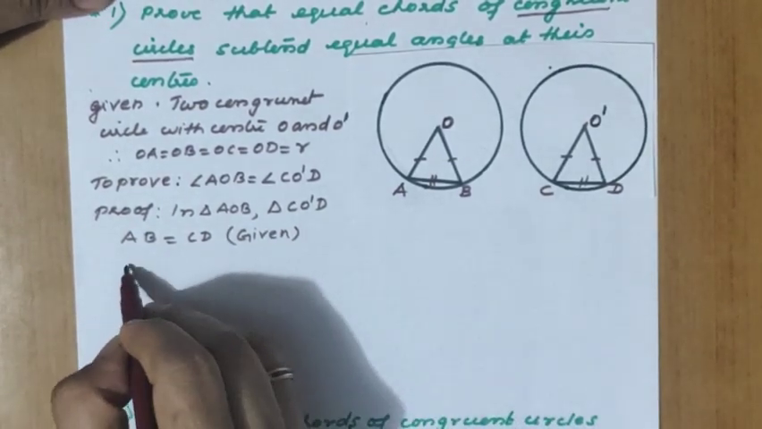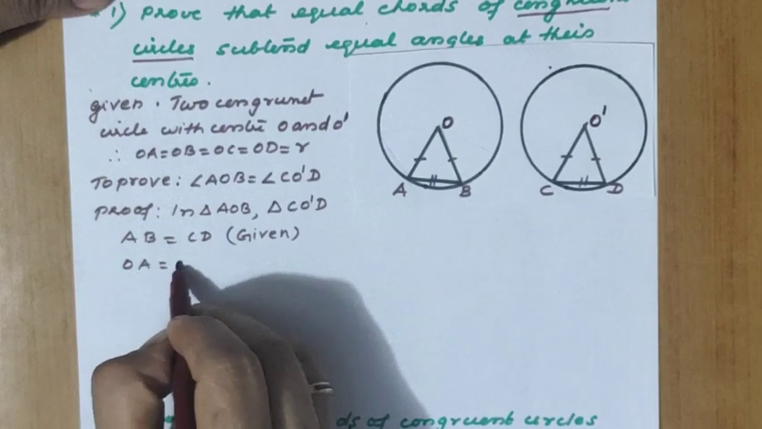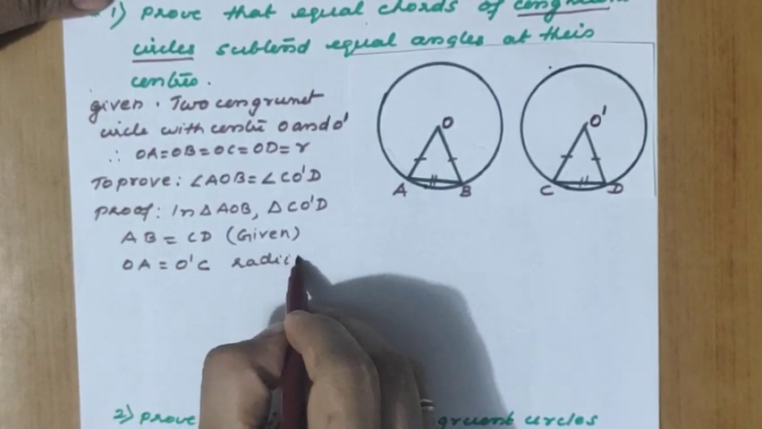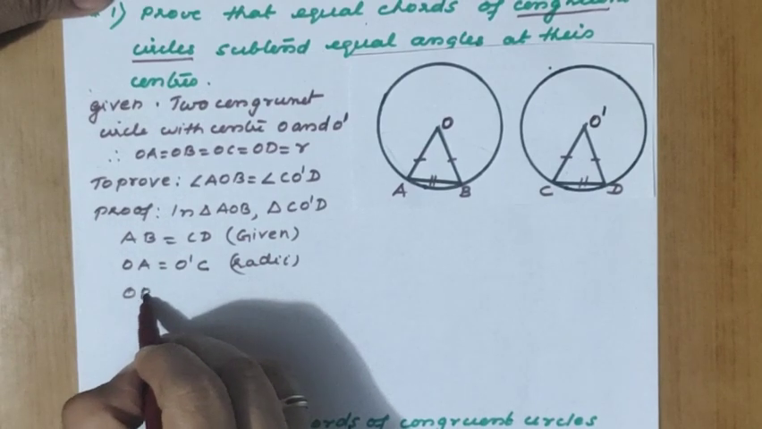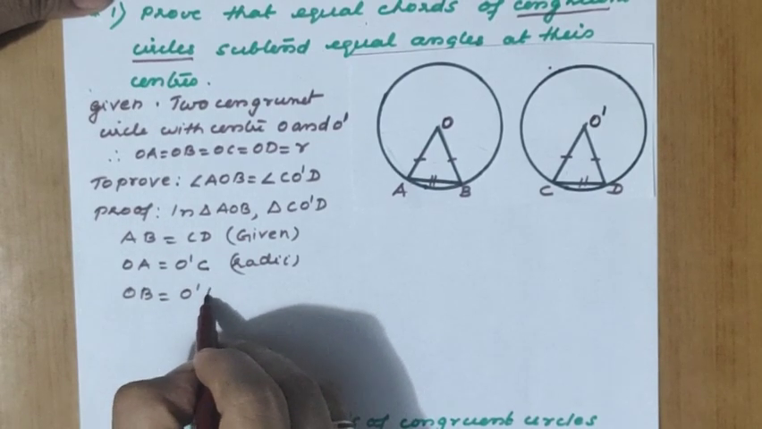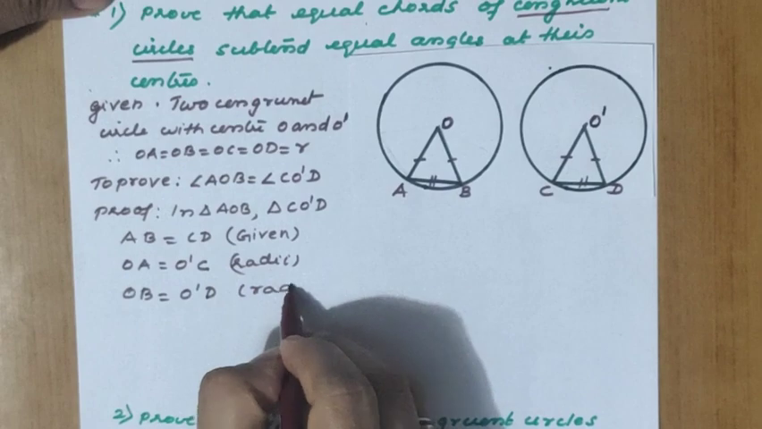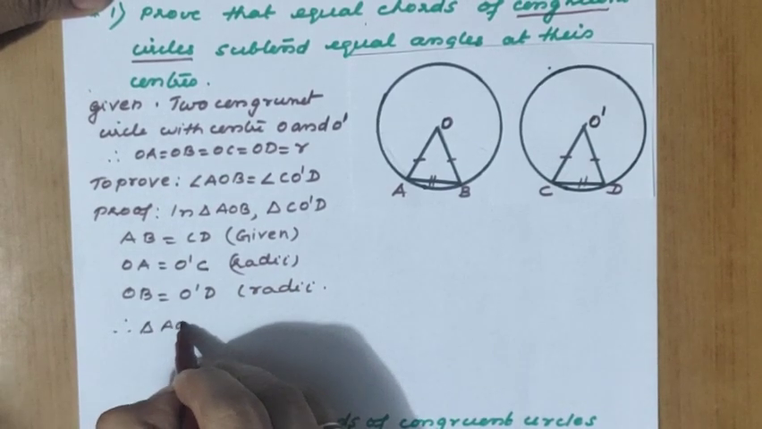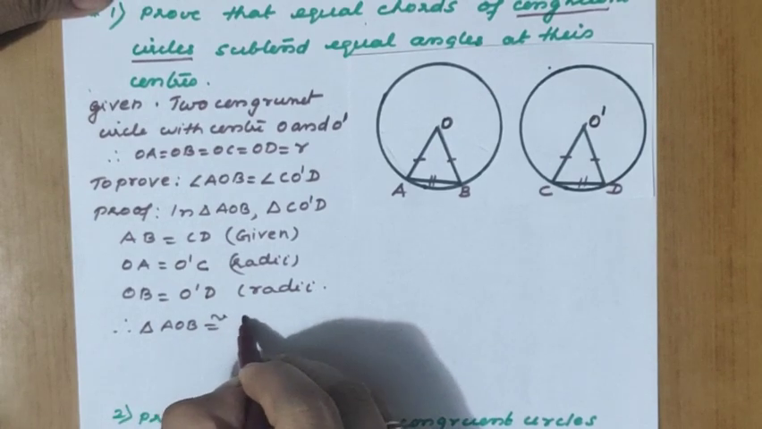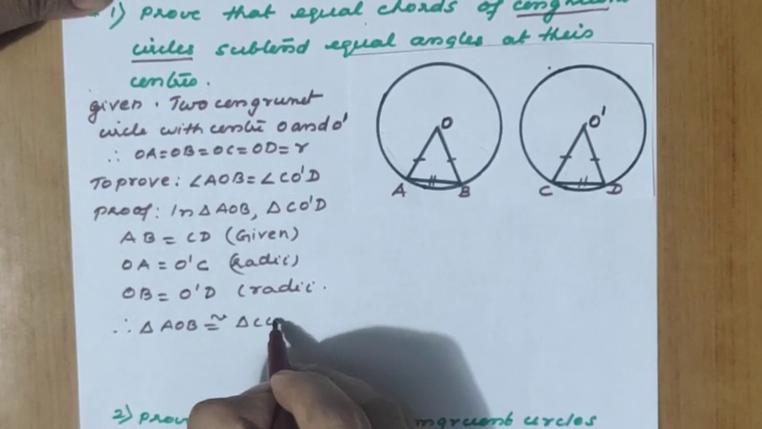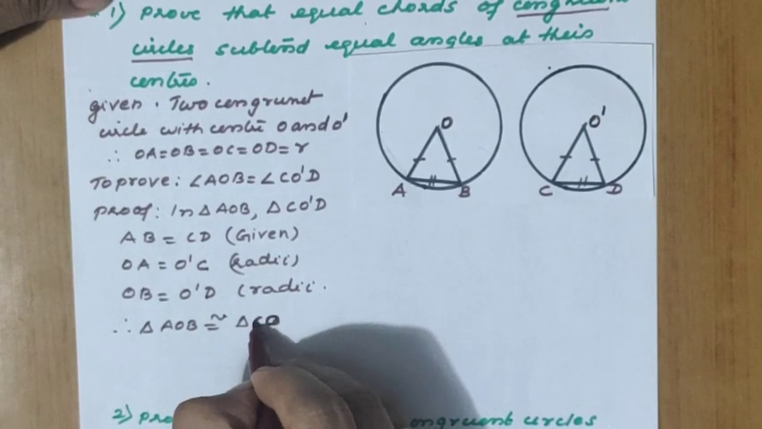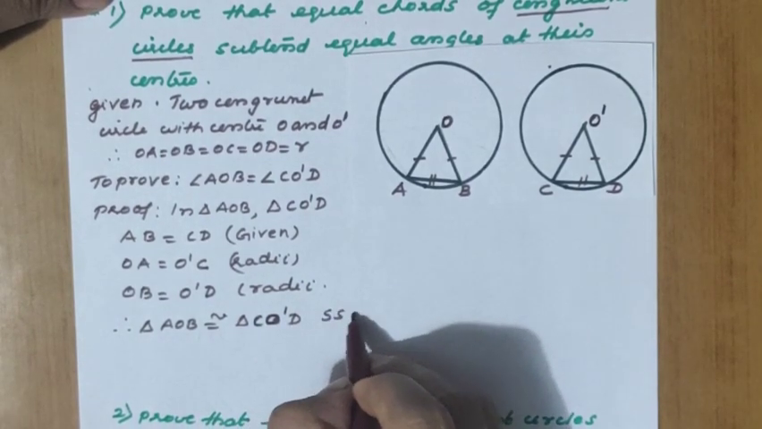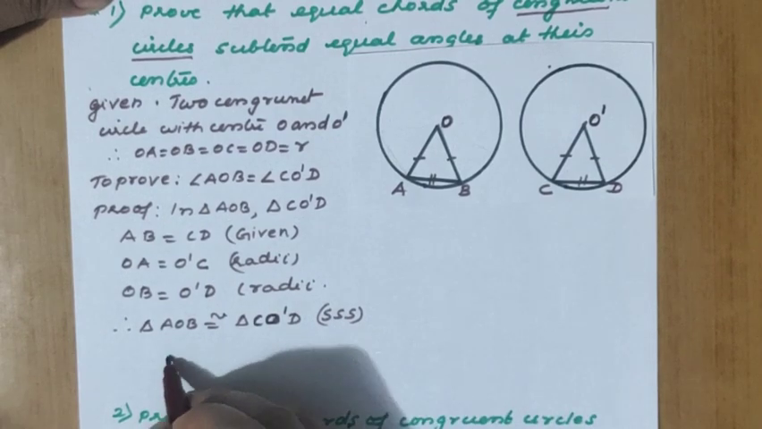Now what is the next one? OA equal to O'C, radii. Similarly, OB equal to O'D, radii. Therefore, triangle AOB is congruent to triangle CO'D. So which is the criteria? Three sides are there, so SSS criteria.